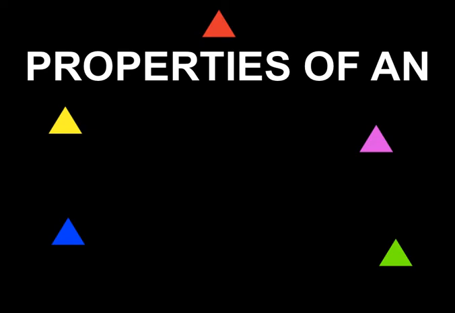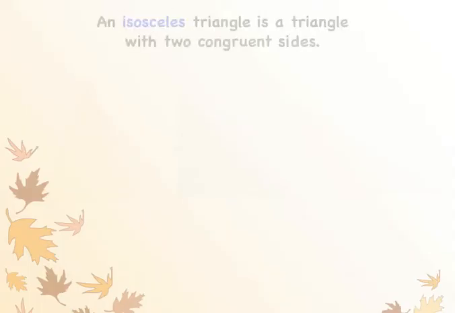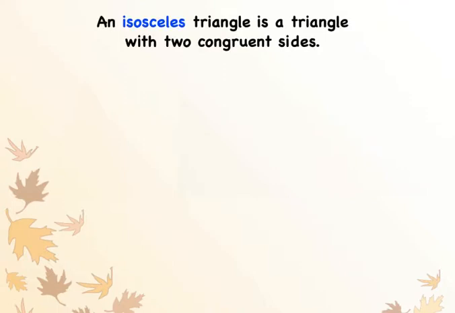Today we're going to talk about properties of an isosceles triangle. Before we start with properties, let's get a definition. An isosceles triangle is a triangle with two congruent sides.